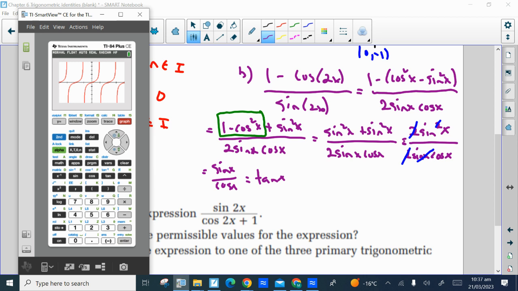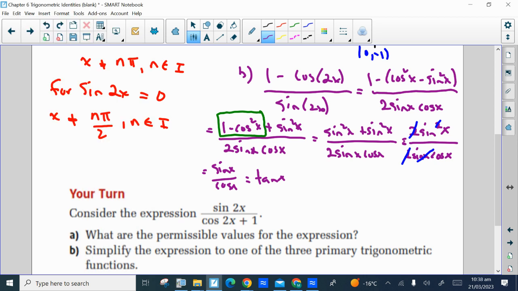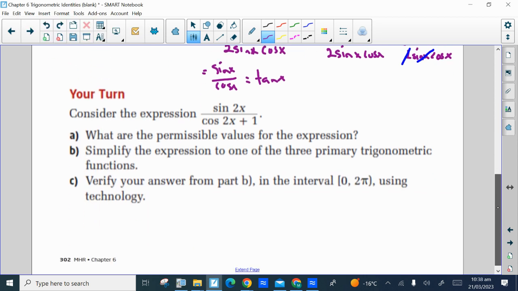The two graphs directly over top of each other show that our simplified expression is equal to what we started with. If the graphs were different, that would mean that our simplified expression is not equal to what we started with. But the graphs are the same. So our answer is correct.